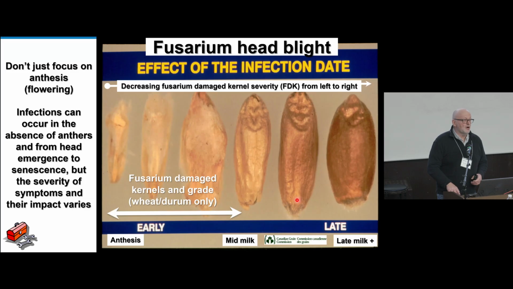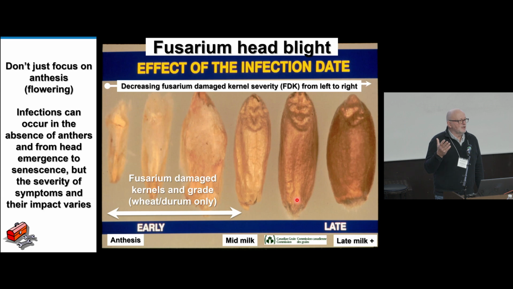But infections can occur as you progress towards mid-milk, late milk, and to the start of senescence. Those later infections will be superficial. You won't see it, but when you test that grain for DON, you will have levels of DON above 1 part per million.